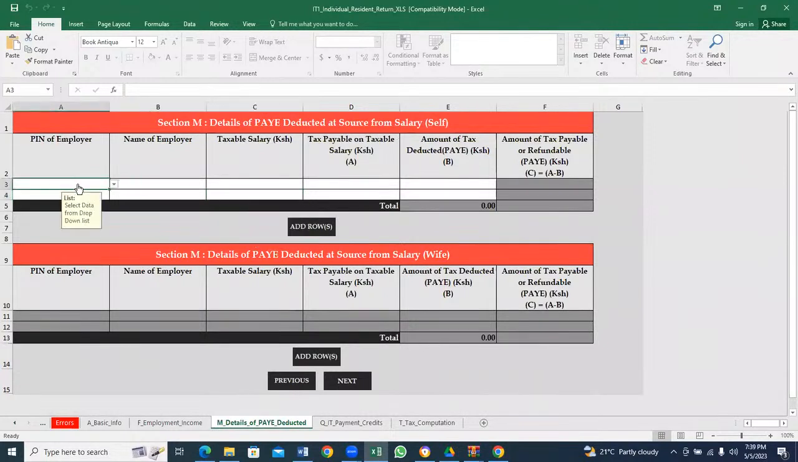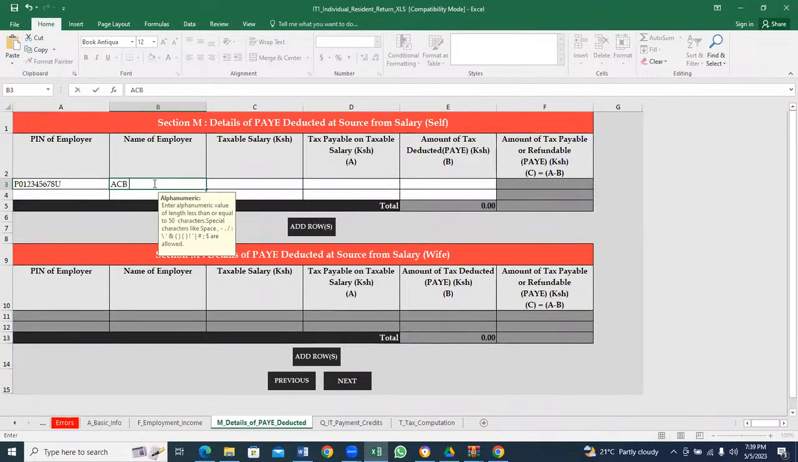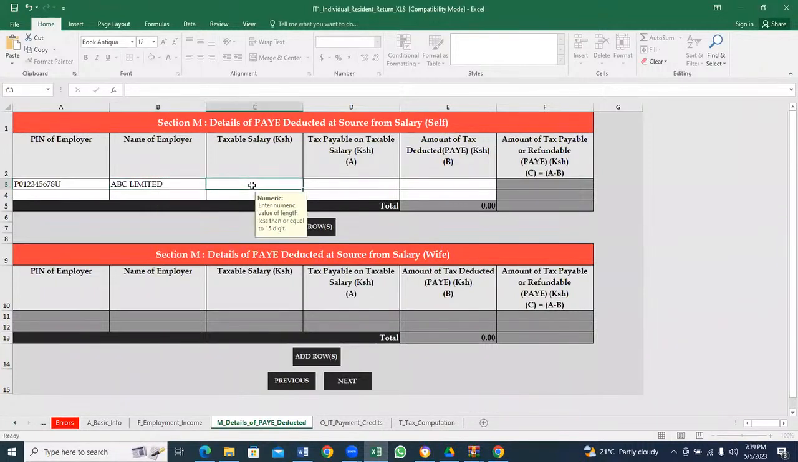Pin of the employer will auto-populate. Then name of the employer, ABC Limited. Then taxable salary itakuwa pesa ngapi? How much will be the taxable salary? Unalipiwa NHIF, unalipiwa NSSF. How much will be your taxable salary?